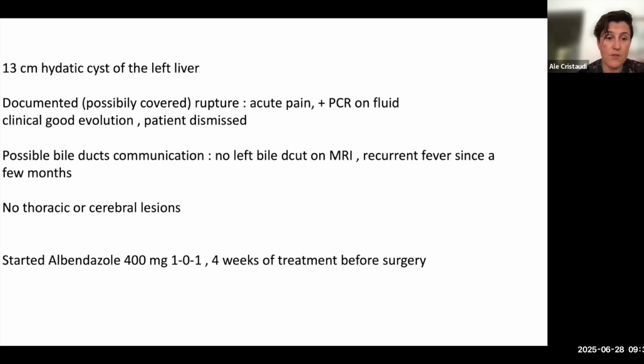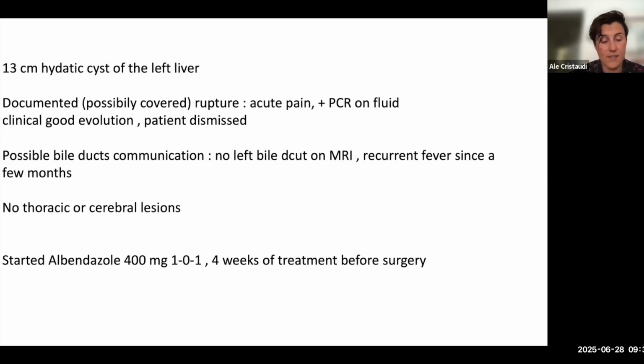We have a possible bile duct communication, as probably he had some episode of cholangitis with this recurrent fever and shivering, and we don't see any left bile duct. There are no other localization. He had staging with thoracic and cerebral imaging that didn't show any other localization than the liver.